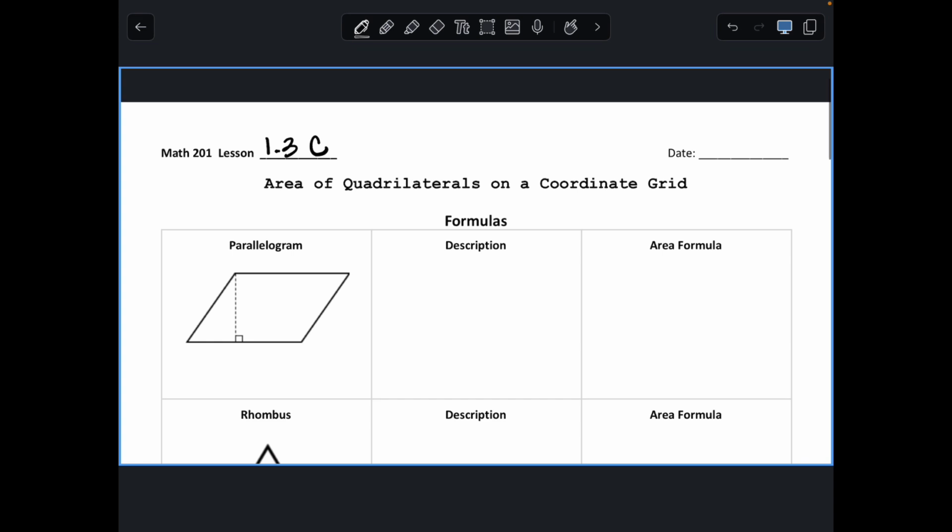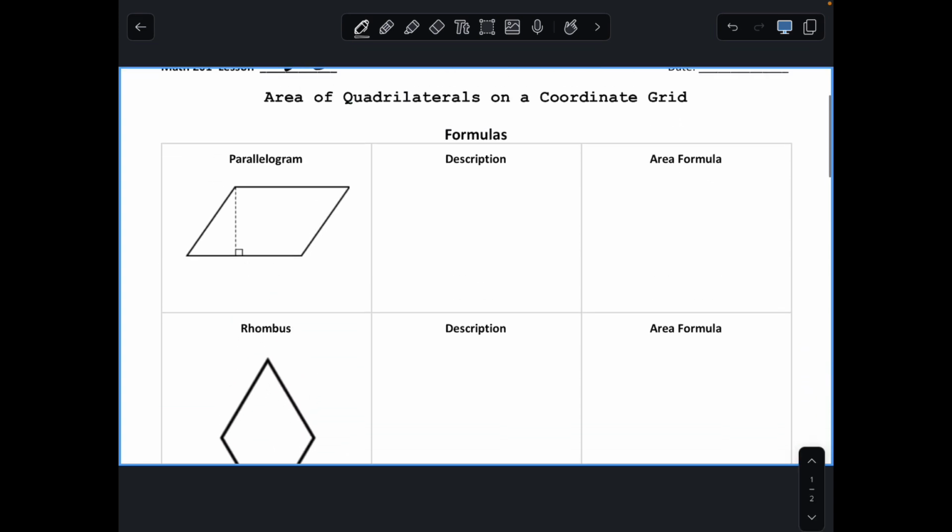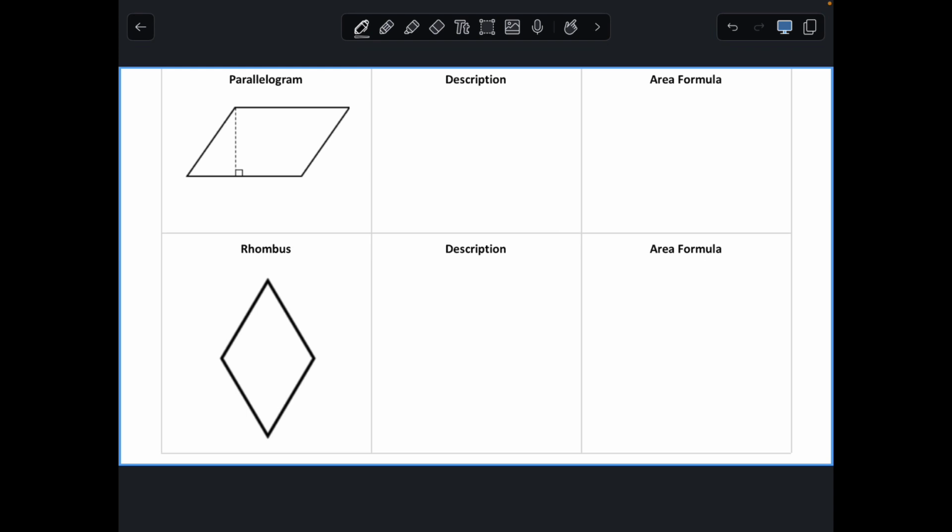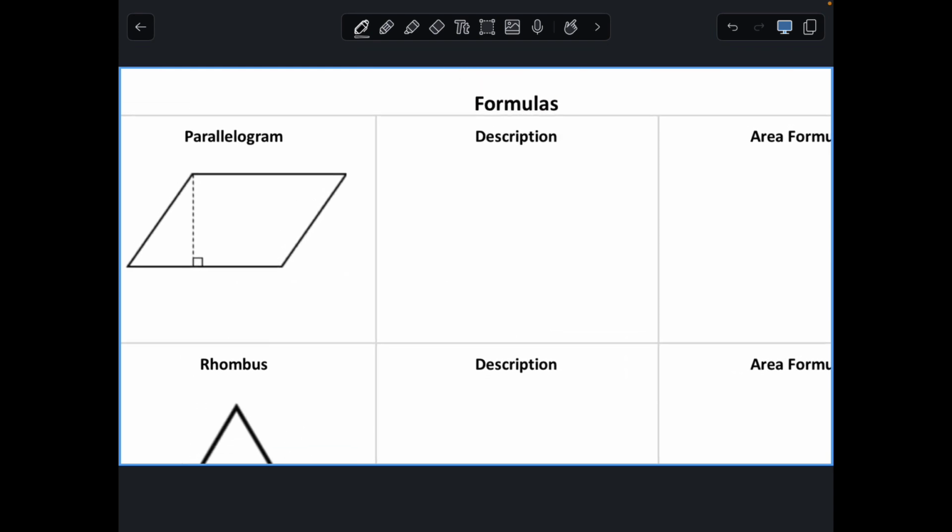So we're not going to talk about rectangles because you know how to find the area of a rectangle from yesterday's notes. It's just the length times the width. For a parallelogram, first let's describe what a parallelogram is. A quadrilateral bounded by parallel lines.